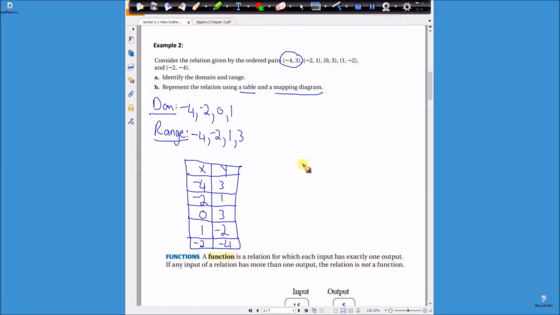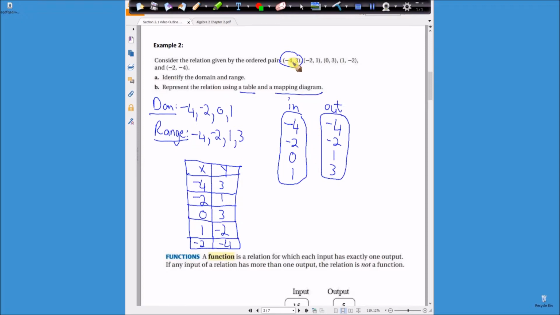So that's the table, and the mapping diagram, just like we did earlier, you're just drawing arrows to show how things match up. You've got an input, you've got an output, and this is a bit easier because we have repeating numbers, so we're actually not going to use all these values. We're just going to write down the numbers once. So we have that for the domain, this for the range, and we're just going to show how they map.